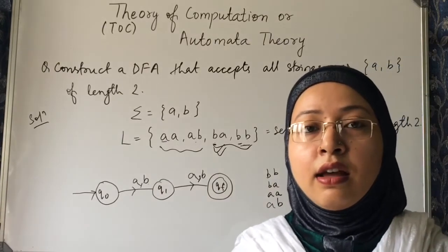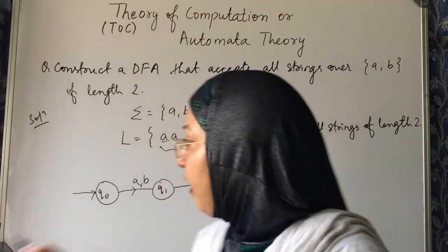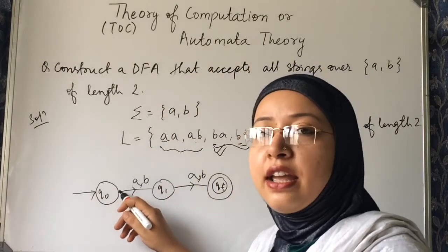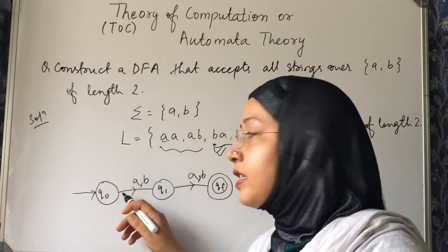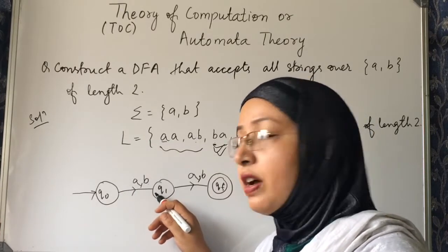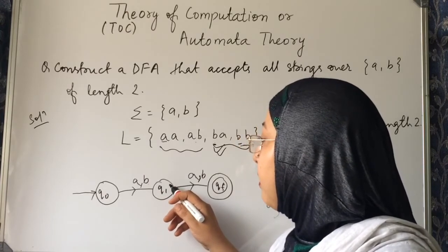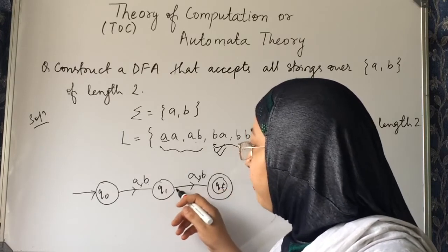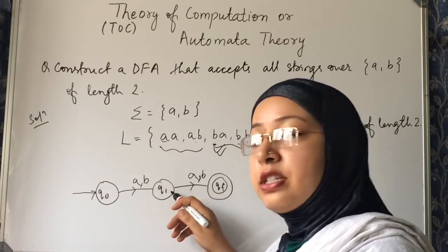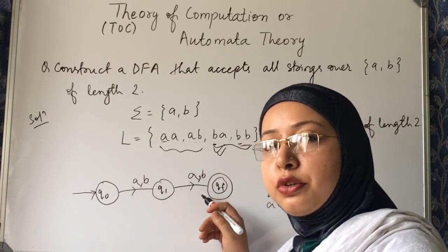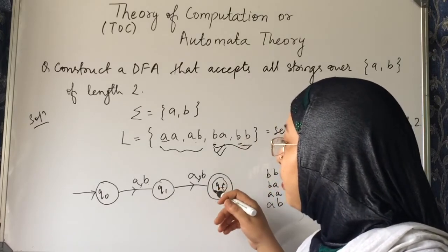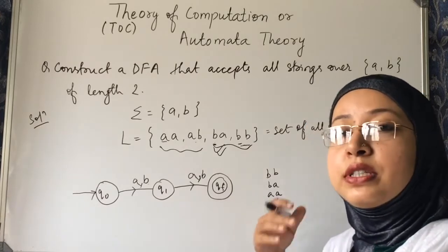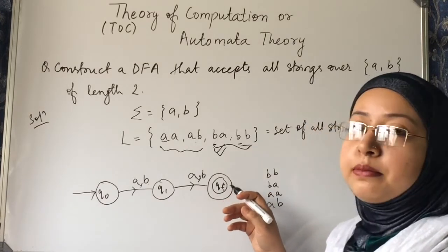Then we have shown that at Q0, on A or B, in both cases it goes to Q1. At Q1, if it sees A, it goes to QF, and if it sees B, it also goes to QF. But I haven't shown you yet where it will go if it sees any more symbols after this.